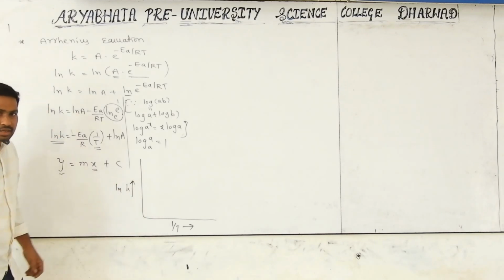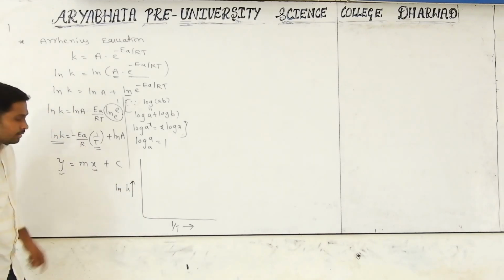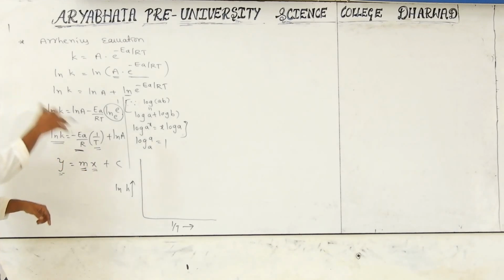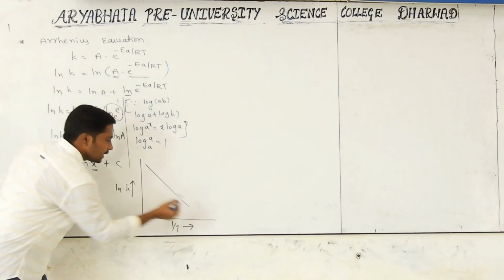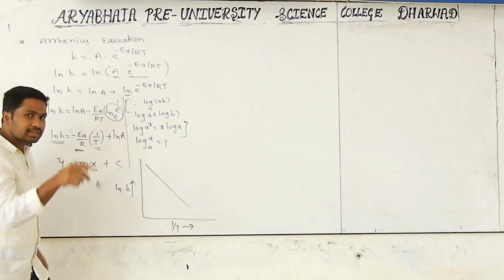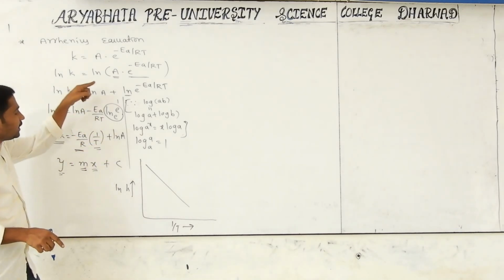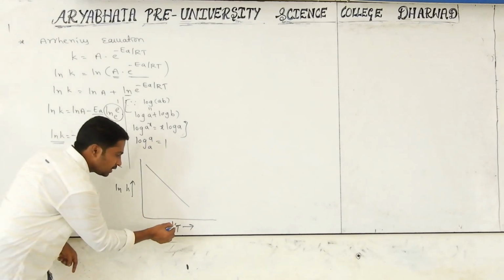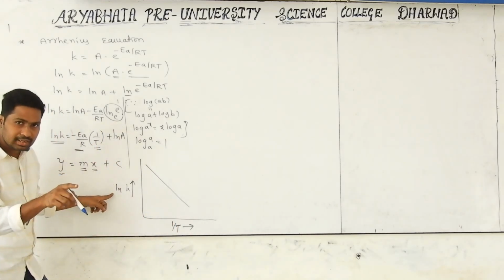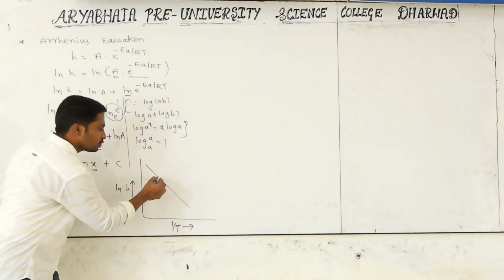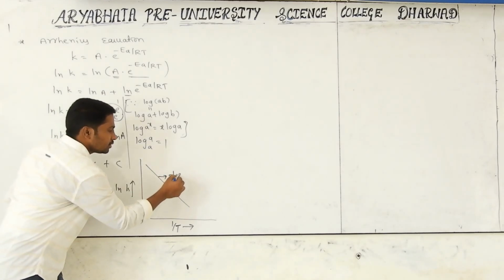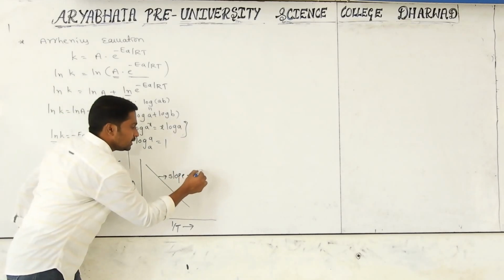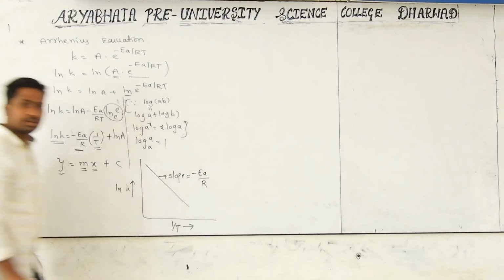Then we get a straight line with which slope? m equals what? A negative value. Negative value means the straight line will come down. Very good, we are getting it like this. What is asked in competitive exams? In the Arrhenius equation, if you plot a graph between 1 by T versus ln k, we get a straight line with negative slope. What is the slope value? Instead of m, what will be there? Minus Ea by R. Very good.